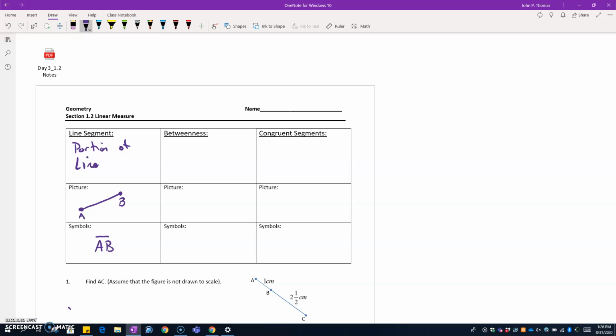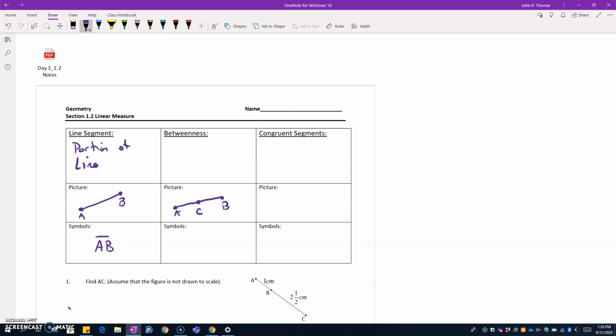Betweenness simply means that a point is located on a line, but between two given points. So the point is between, which is really the name, two given points. If I give you a picture here of A and B, betweenness really means if I have a point C between A and B, it's on that same line. So the 3 points are collinear, and that point is between.